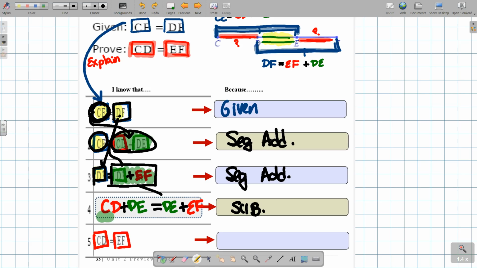Now you asked, what changed from here to here? What is the only thing that changed? Look very carefully. Do you see we subtracted DE? We canceled, and we were left with this left over. Subtract both sides, that's called subtraction property, folks.